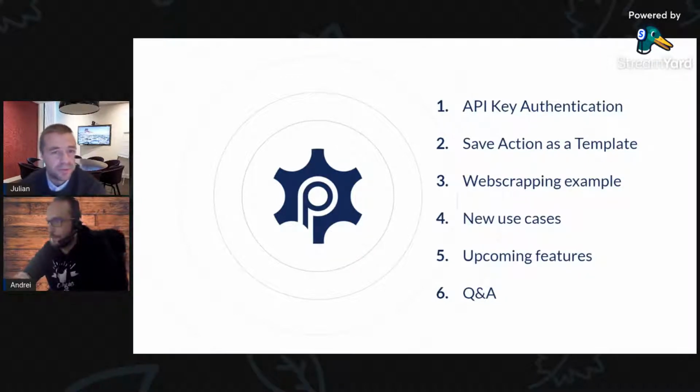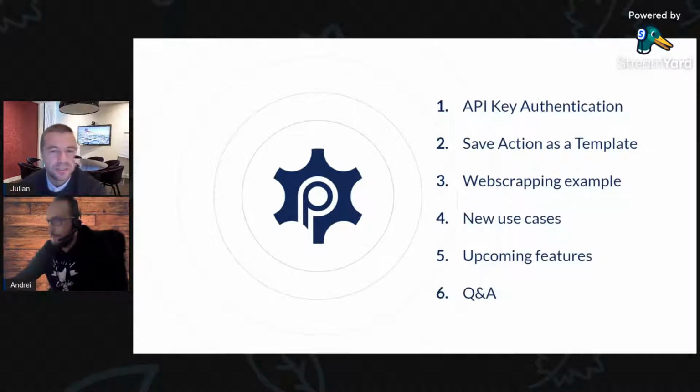But we also have a few other ones: save action as a template. We have a web scraping example that I understood, Andrei, you're going to go through. And I'm also going to mention a few use cases at the end, since we'd like to show you actually what you can do with PROCESIO. What does the tool do?